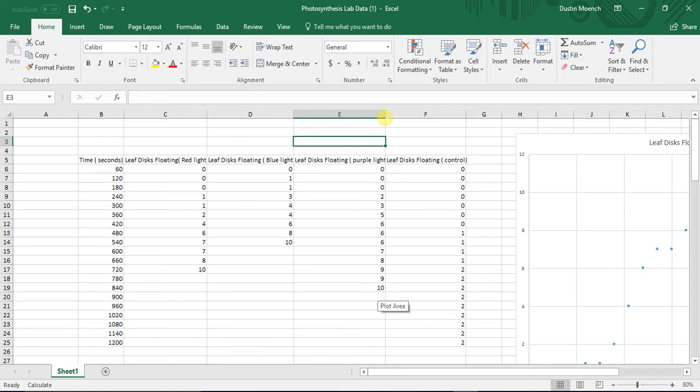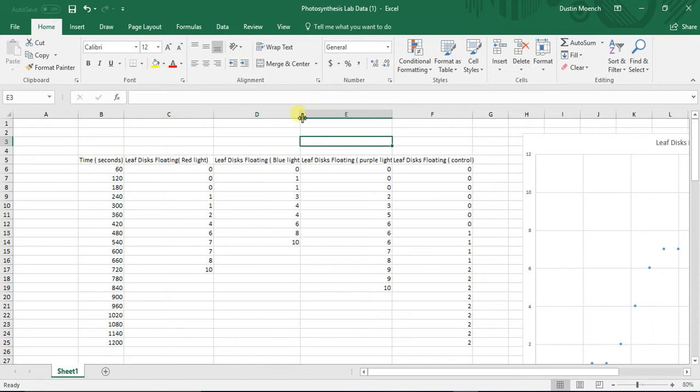Make your graph for your photosynthesis lab. I've opened Excel here so that I can use that to help you find your ET50 values and then plot your final graph. What I have here is some data that I made up for a pretend photosynthesis lab.